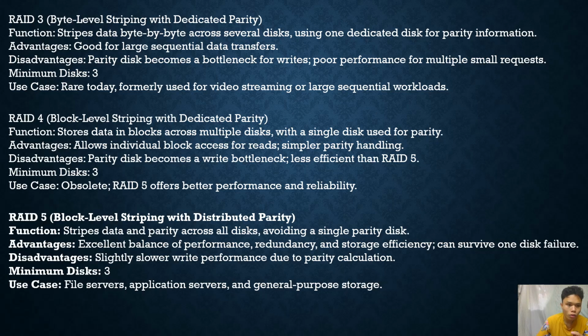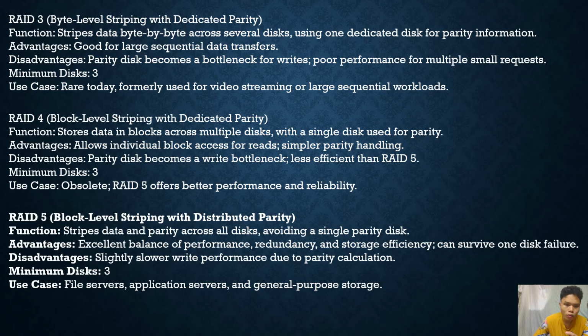Next is RAID 4, or block-level striping with dedicated parity. So what is the function of this? It stores data in blocks across multiple disks with a single disk used for parity. Its advantage is it allows individual block access and has simpler parity handling. The disadvantage is the parity disk becomes a write bottleneck, so it is less efficient than RAID 5. Minimum disk is 3, same as RAID 3.